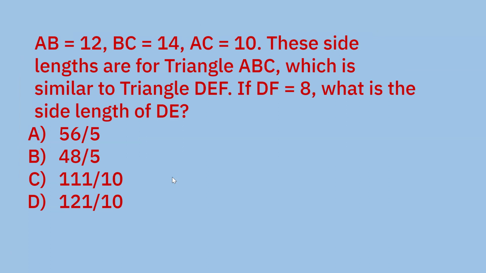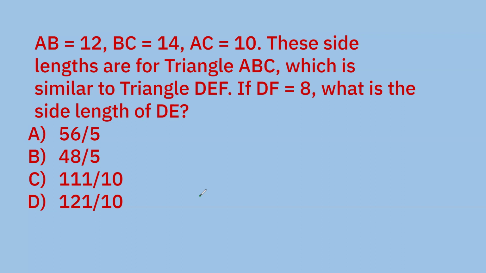In triangle ABC, AB equals 12, BC equals 14, AC equals 10. Okay, so we have these 3 values. These side lengths are for triangle ABC, which is similar to triangle DEF. If DF equals 8, what is the side length of DE?